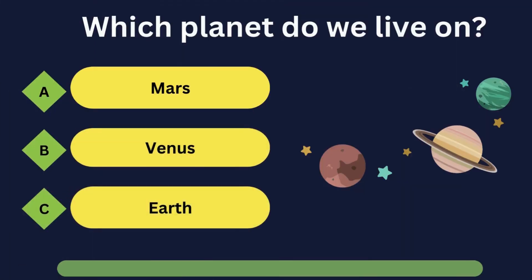Which planet do we live on? A. Mars. B. Venus. C. Earth.